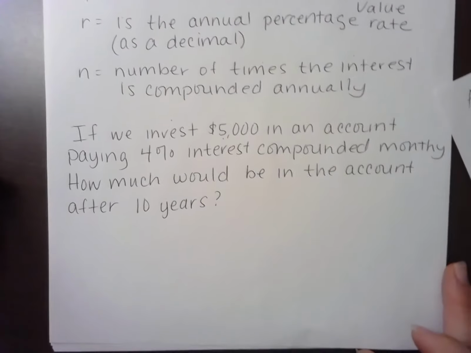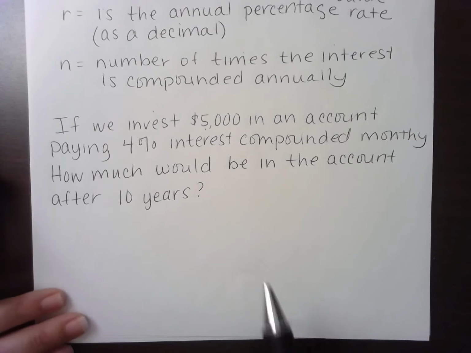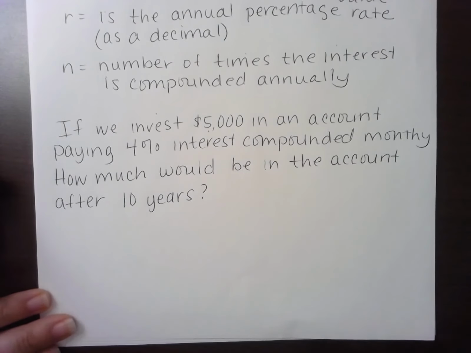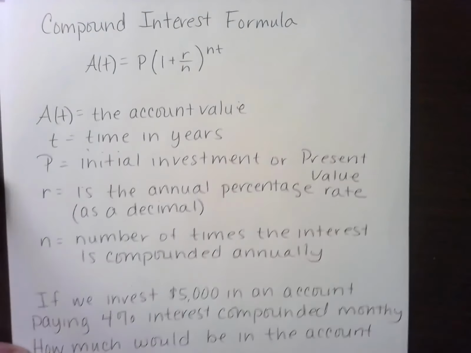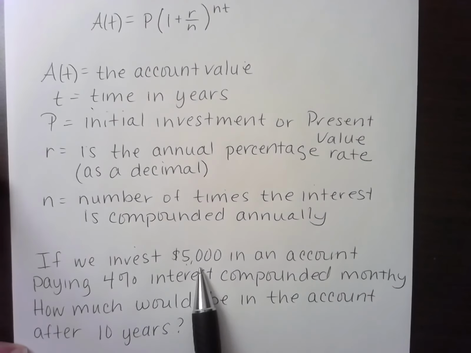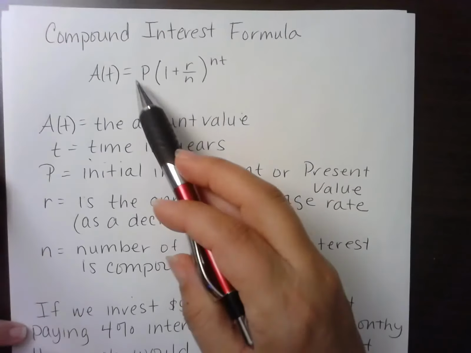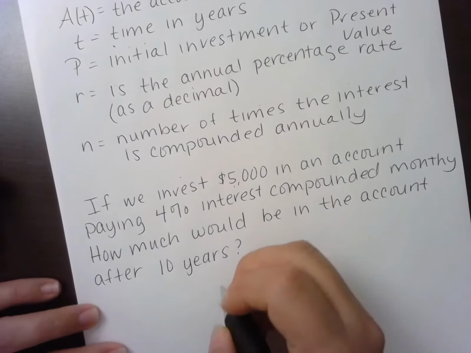If we invest $5,000 in an account paying 4% interest compounded monthly, how much would be in the account after 10 years? Okay, so let's figure out what all of these things are. We're going to use this formula up here. Based upon this, our 5,000 is our initial investment, P. So that's where our 5,000 goes.